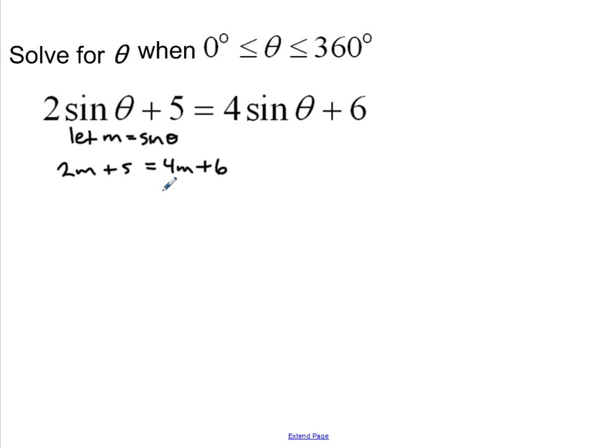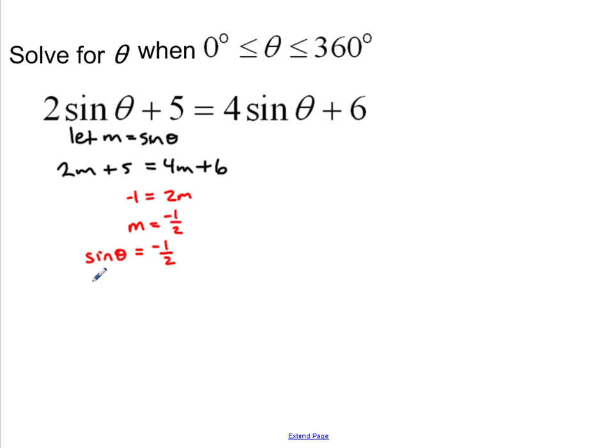Okay, so you subtracted 2m from both sides, we got 2m. You subtracted 6 from both sides, we got -1. You divided, and we got m is -1/2. Therefore, sine of theta, what we replaced m with, is -1/2. Okay? So if that little technique of using the m helps you, stick with it.